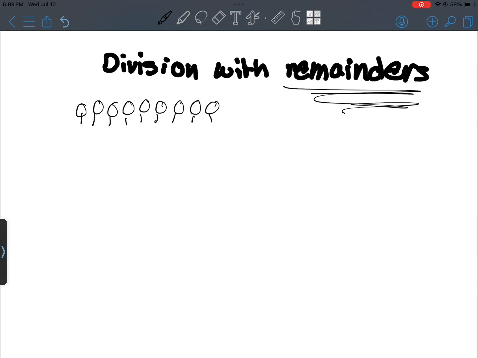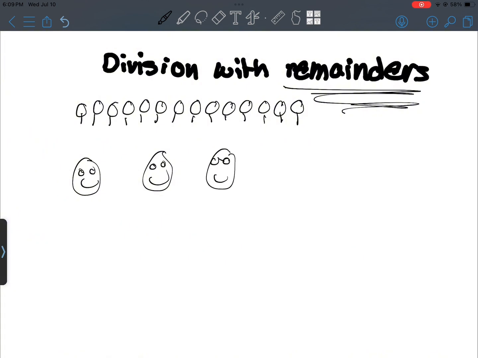Okay? Oh, I know. I'm using candies as an example way too much, but I love candies, so we're going to use them. Okay? Let's divide 14 candies into 4 groups. Just give me some time to draw the faces. Alright.